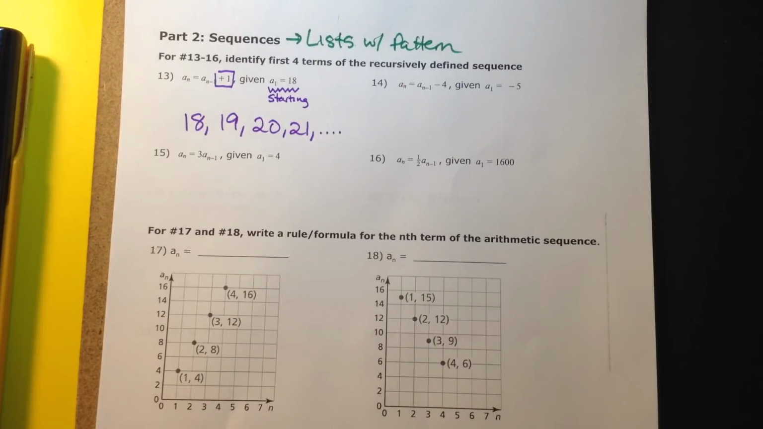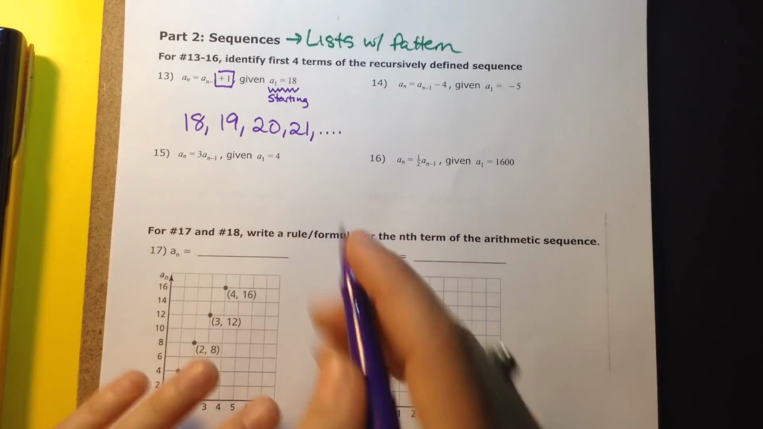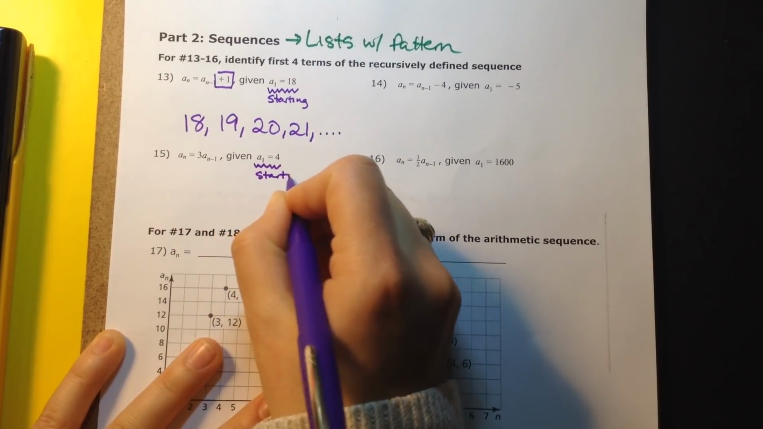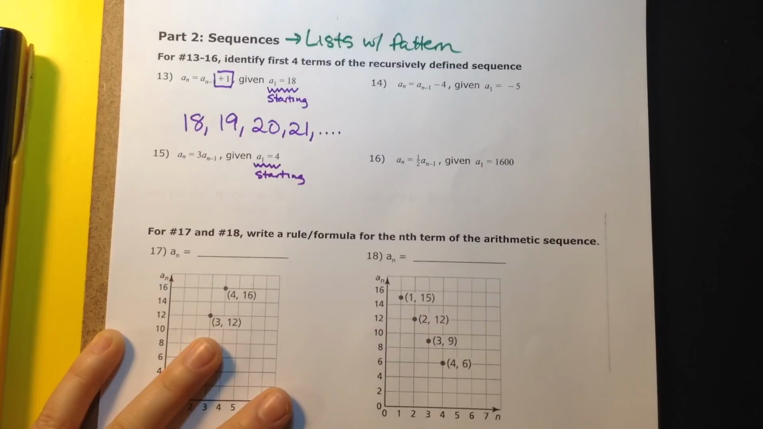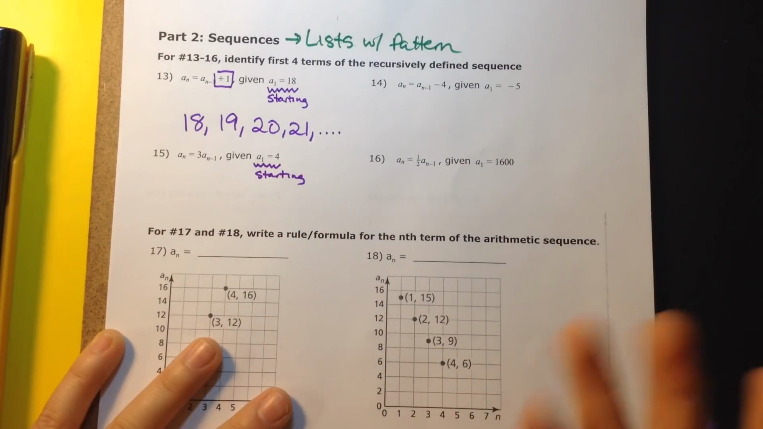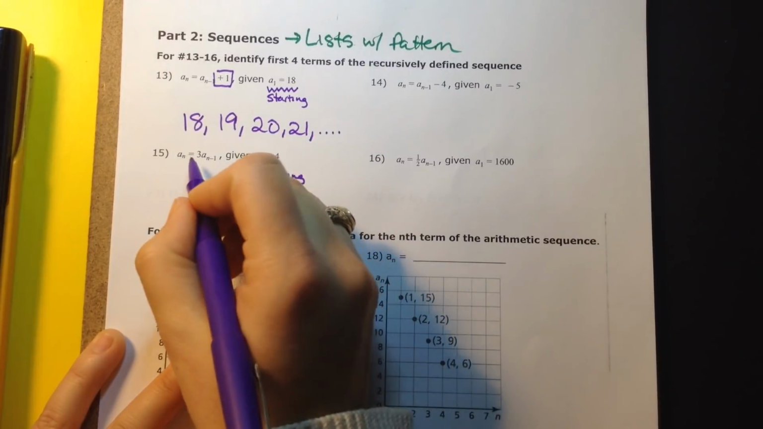14 is for you. 15 says a sub n equals 3 times a sub n minus 1, given a sub 1 equals 4. Confusing notation, simple information. Again, a sub 1 tells you your first or your starting number. I know this one starts with 4. So there are answer choices that don't start with 4, don't pick those. Then I have to look here.